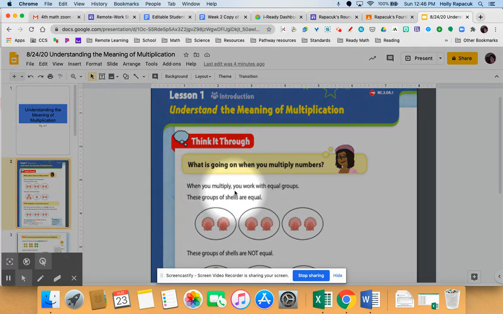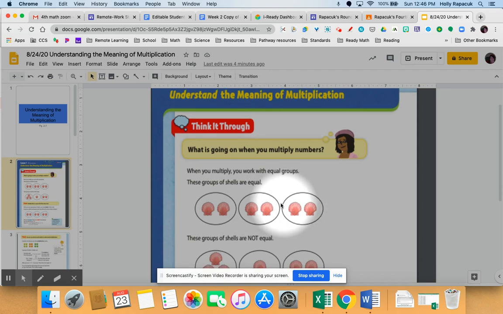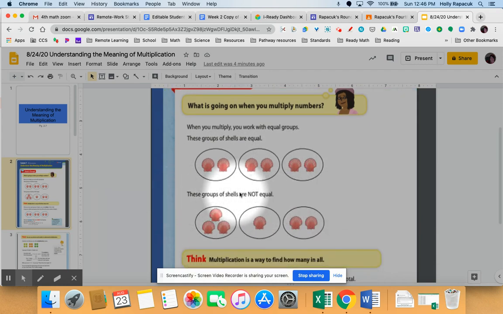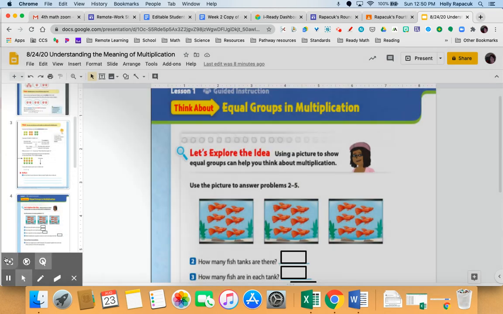All right. When you multiply, you work with equal groups. Equal groups are key words. These groups of shells are equal: 2, 2, and 2. These groups of shells are not equal. We have 3 in this one, 1 in this one, and 2 in this one. Think, multiplication is a way to find how many in all.